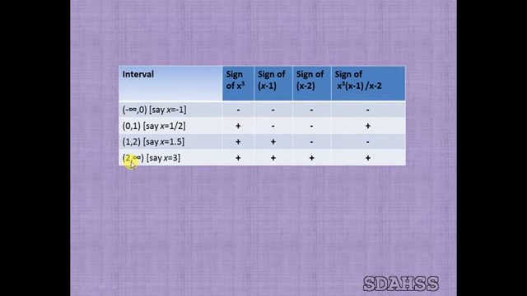Then 2 comma infinity, last interval. In 2 comma infinity you take down any one of the values. Say for example x is equal to 3. Substitute x is equal to 3, you will get positive. Here if you substitute x is equal to 3, 3 minus 1 is 2, so positive. Here also substitute x is equal to 3, 3 minus 2 is 1, which means positive. So positive into positive, positive divided by positive, positive.